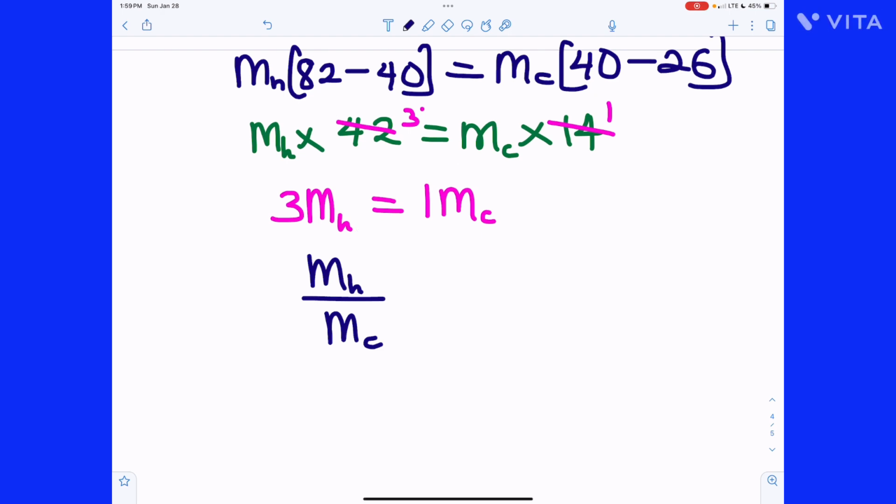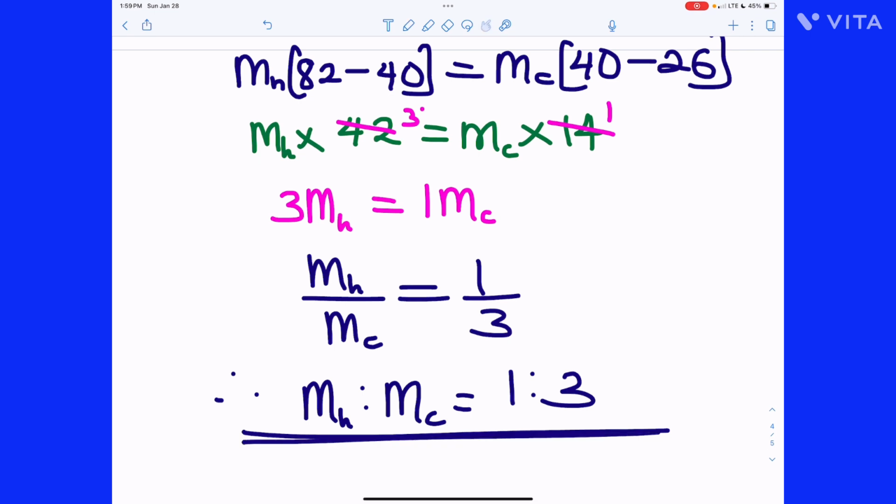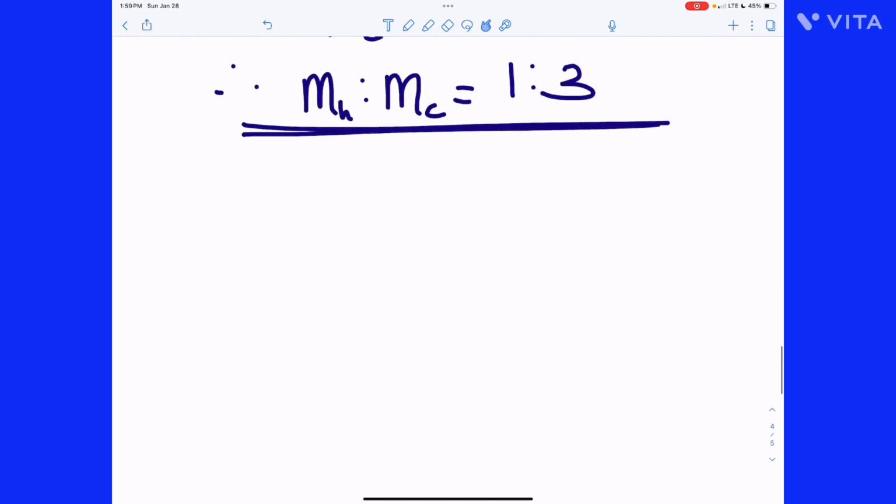So you take it left over right is equal to right over left. Exactly. So mass of hot water over mass of cold water is equal to 1 over 3. Therefore, the ratio of the mass of hot water to the mass of cold water is 1 to 3. So you just take a little hot water and add 3 times that mass of cold water. Exactly. Let's go to question 2.